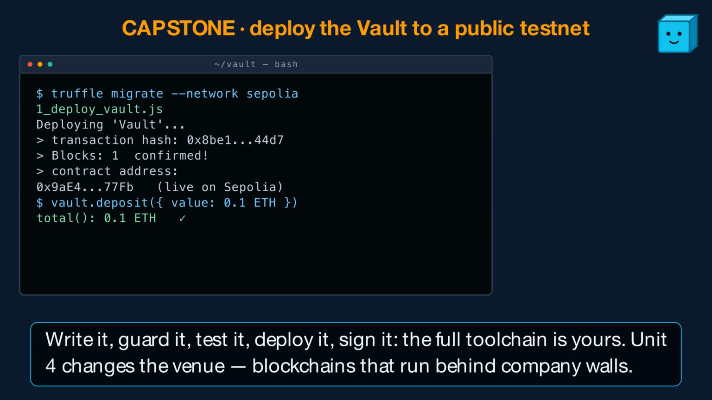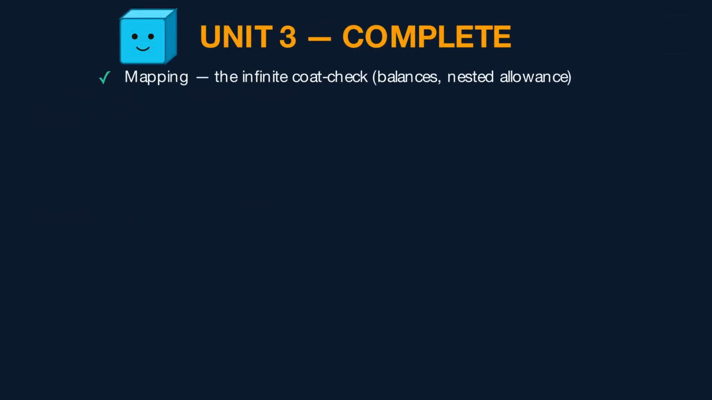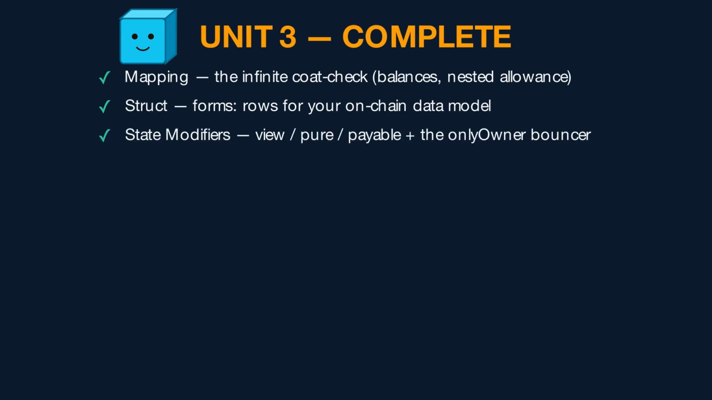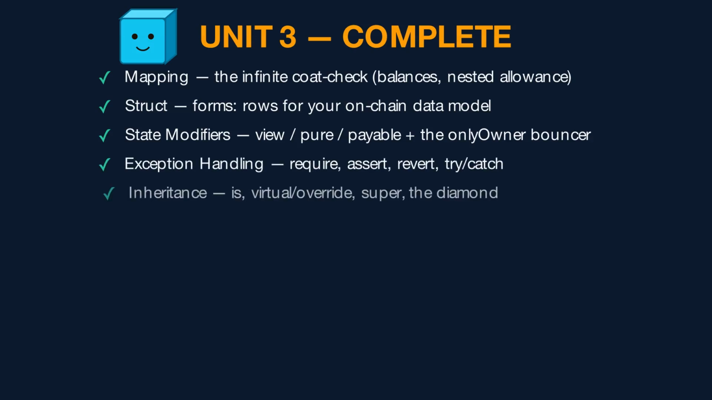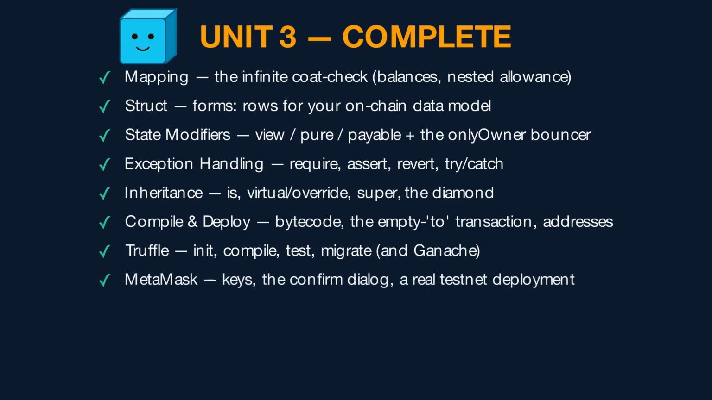Unit 4 changes the venue. Blockchains that run behind company walls. Unit 3, complete. And this was the big one. You can now model data with mappings and structs, guard functions with modifiers, survive failures with require, assert, revert and try catch, reuse audited code through inheritance, and you watched a real contract get compiled, tested, and deployed to a public test network, signed through MetaMask.